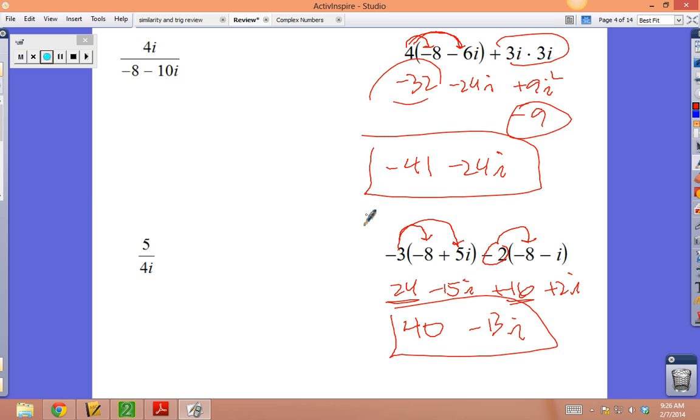And this is the definition of a complex number. Complex has a combination of reals and imaginaries. So if you're combining reals with imaginaries, we're going to call that complex.